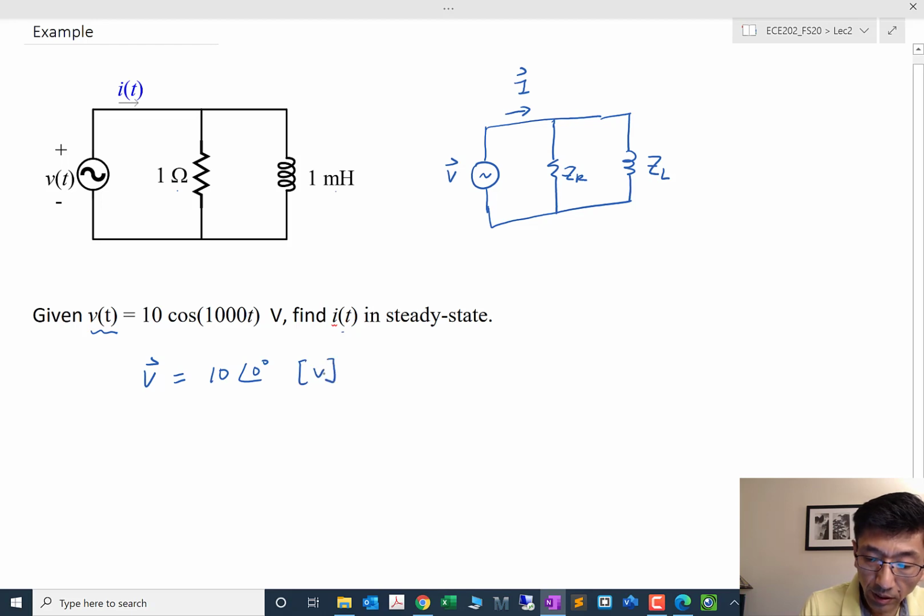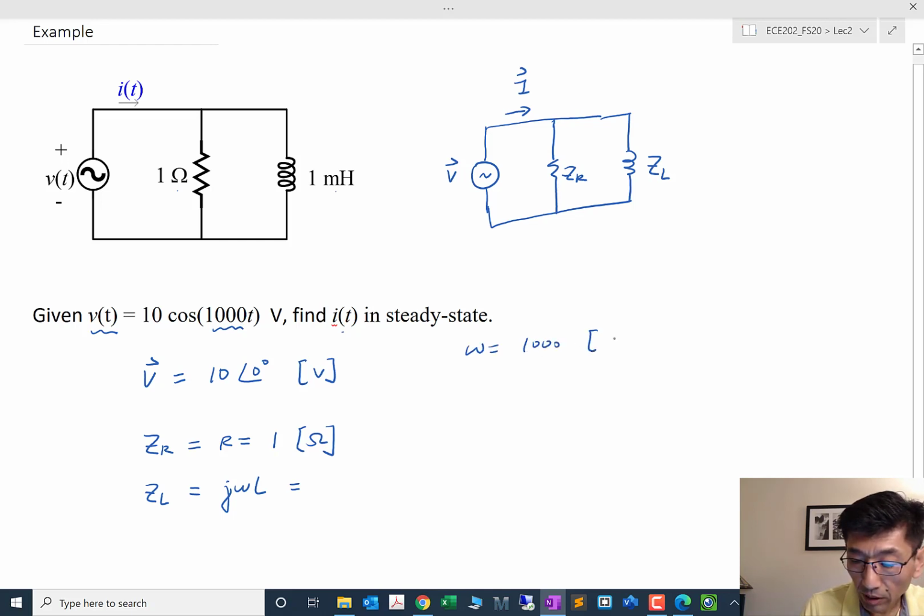So, Z sub R is just R, which is equal to 1 ohm. And Z sub L is j omega L, where the omega is based on what is given here. This is the omega equal 1,000 radians per second.